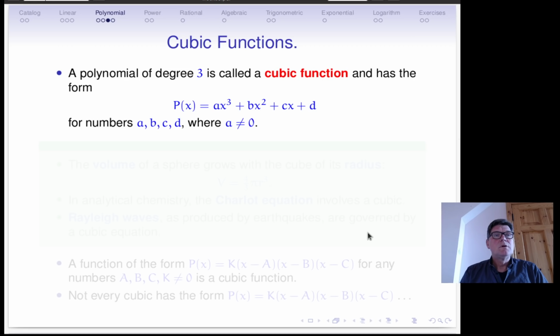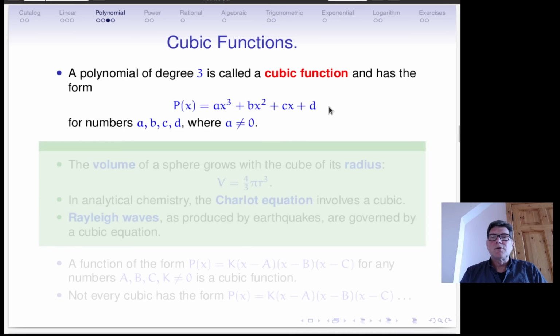Next up are the cubic functions, polynomials of degree 3. A polynomial of degree 3 is called a cubic function, and it has the general form p of x is ax cubed plus bx squared plus cx plus d for numbers a, b, c, d, and of course the a is not 0.